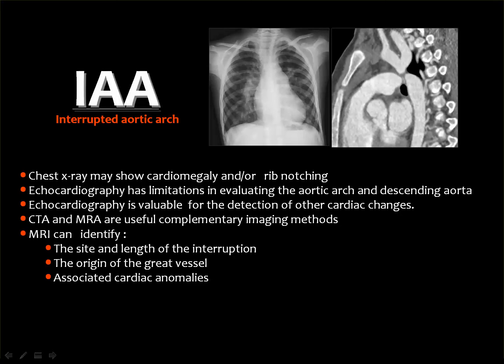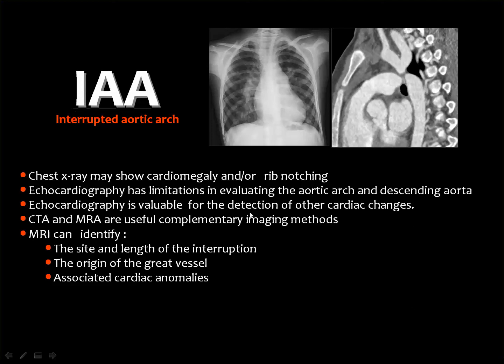Then if you look here, you see this area of complete interruption, which is different, of course, from the aortic coarctation, where there is still a patent lumen but it is very narrow at the site of coarctation. And the chest X-ray may show similar findings to coarctation of the aorta, including rib notching and the enlargement of the left ventricle.